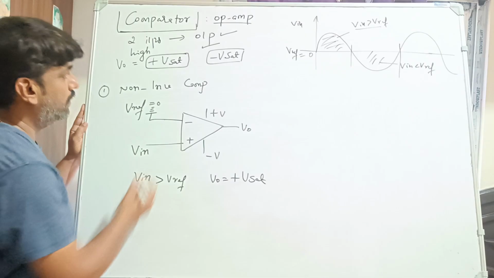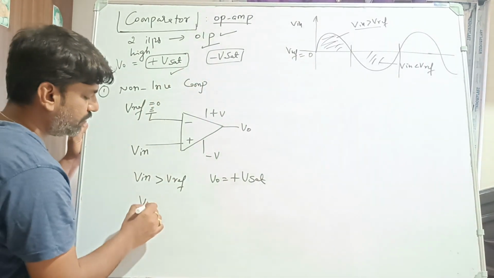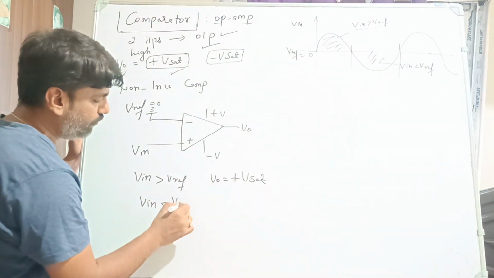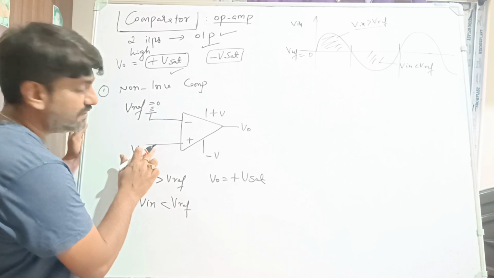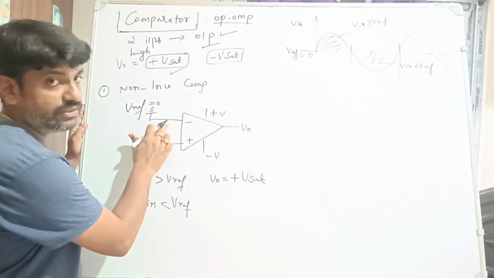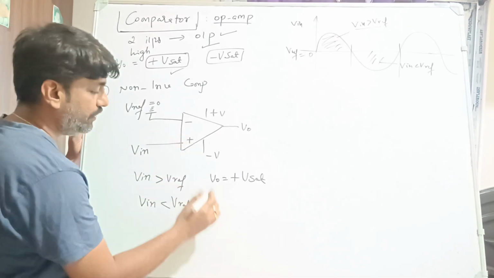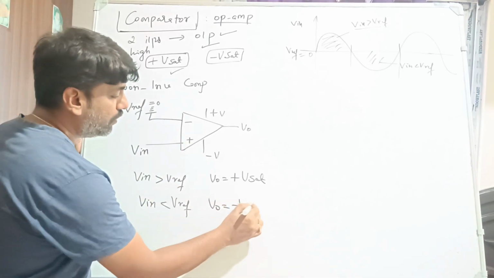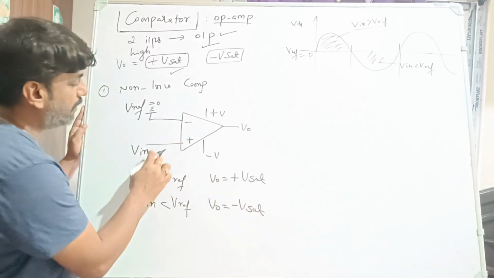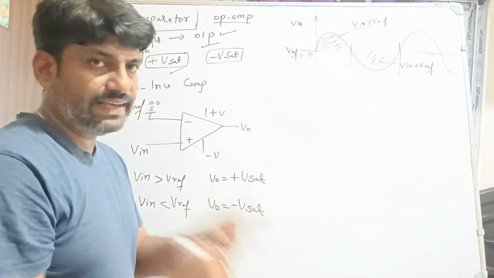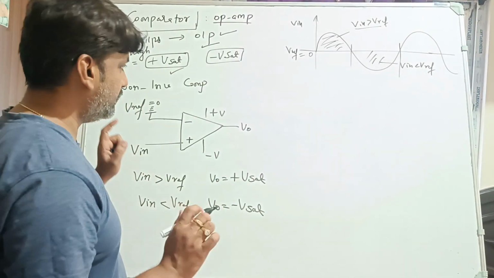That is what the here plus Vsat. Suppose if Vin is less than Vreference, what is the meaning? This is less compared to this, which means this is high. High means negative is high. So you are going to get output as negative Vsat. So it will compare which one is higher, that is going to come here. That is a simple one.